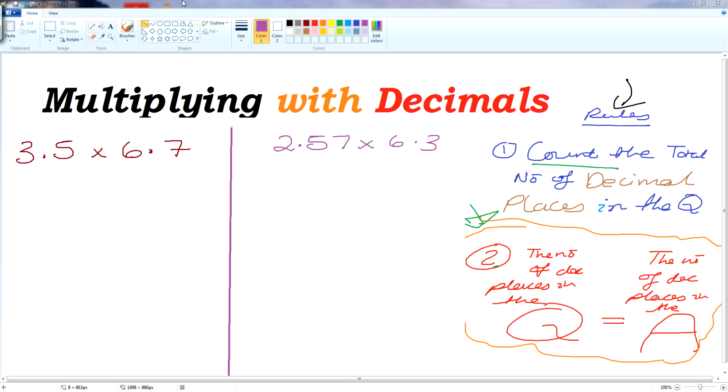We're looking at multiplying with decimals and we're looking onto the extension work. How would we do these type of questions after knowing how to do short multiplication? How do we do long multiplication with decimal points in both numbers?